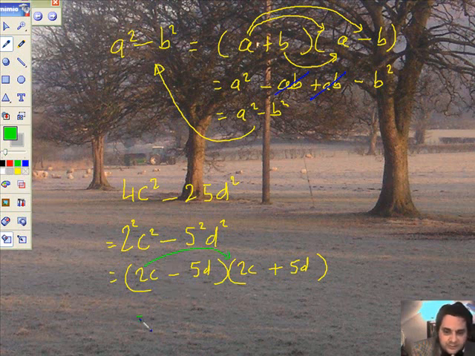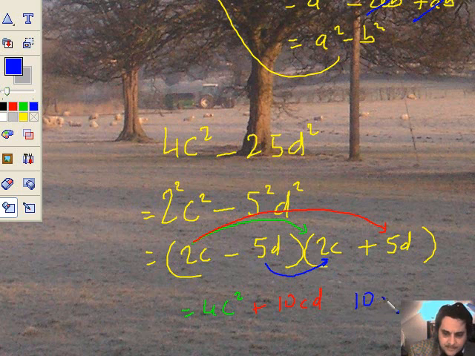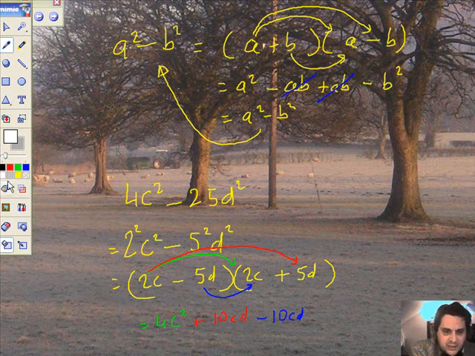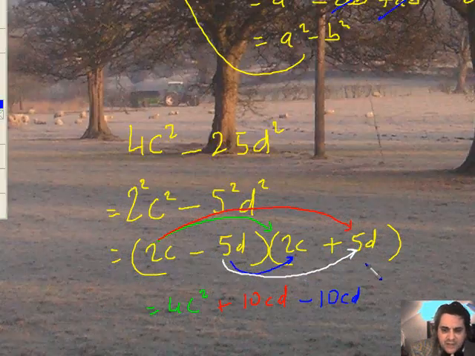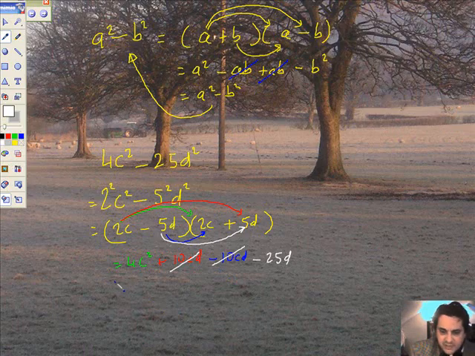2c times 2c, 4c squared. Change colour. 2c times 5d is going to be plus 10 cd's. Change colour again. 5d times 2c is another 10 cd's, but it's negative. And finally, I need another colour. Let's go white. It should stand out. Yeah, it does beautifully. Minus 5d times plus 5d will be negative 25d's. And as you can see, all these cd's disappear.